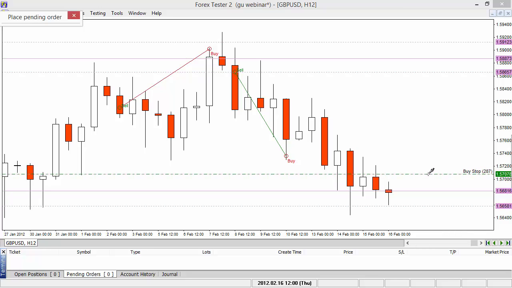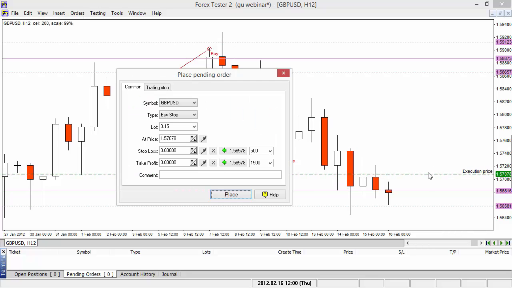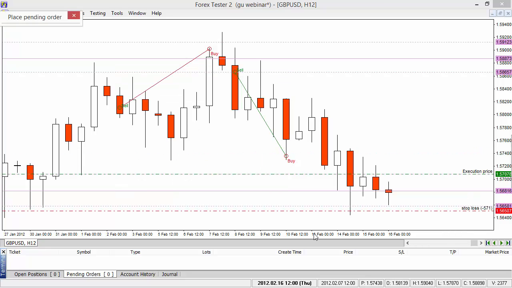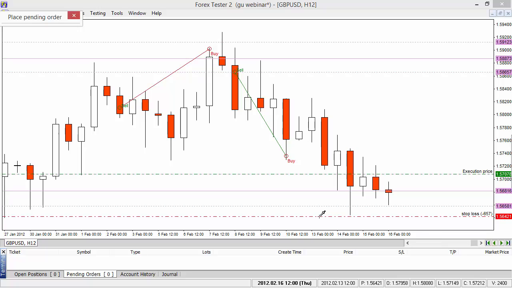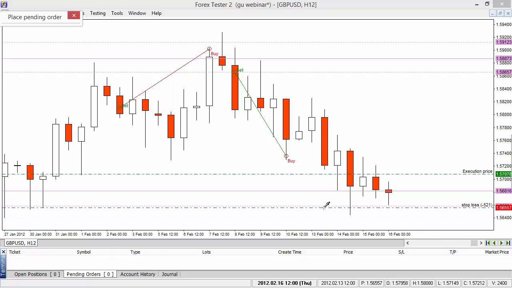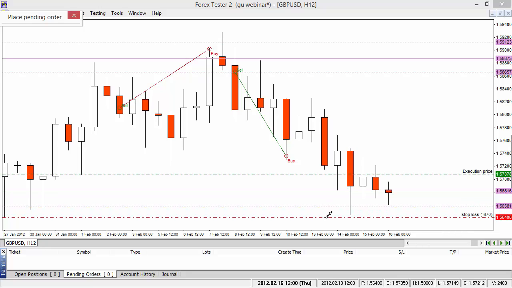Set my entry around about here, roughly. Stop loss. You know what? This is not going to be a 3-to-1 trade. I'm not going to put my stop loss here. That's too tight. Sorry, but it is. I'm going to put my stop loss here.